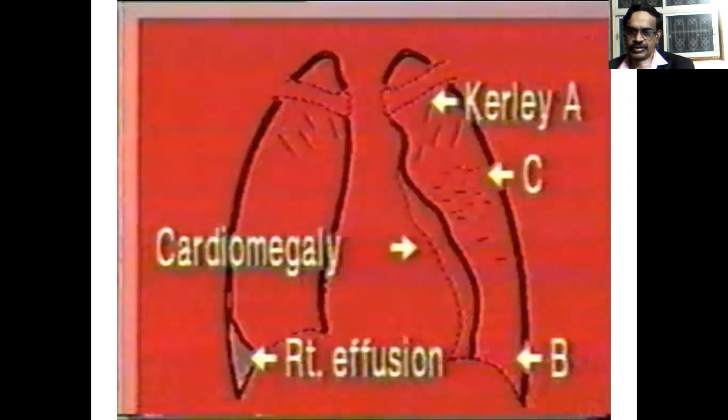So here the similar one, cardiomegaly, Kerley A, B, C lines, and pleural effusion, right pleural effusion. Pulmonary edema, you can see the pleural effusion in the right side, and left side also pleural effusion is there, and hilar shadows are prominent. Isn't it? And cardiomegaly, huge cardiomegaly is there. Left ventricular hypertrophy is there. Isn't it? So here the Kerley A lines.